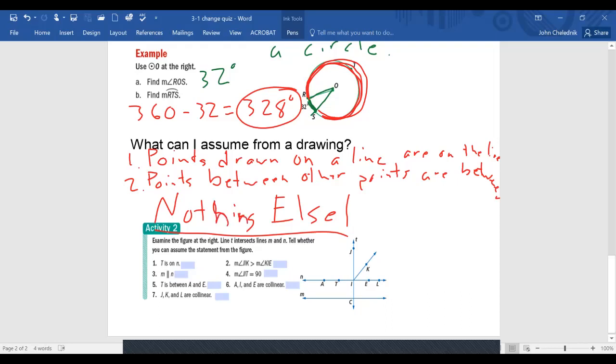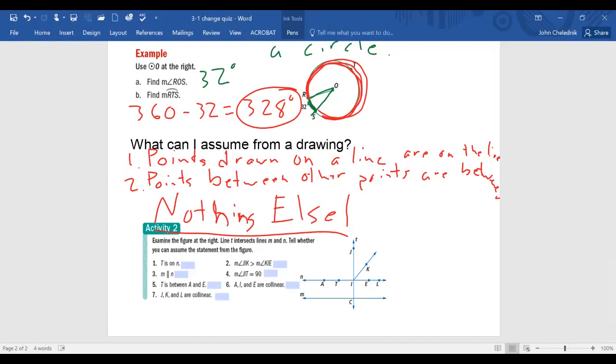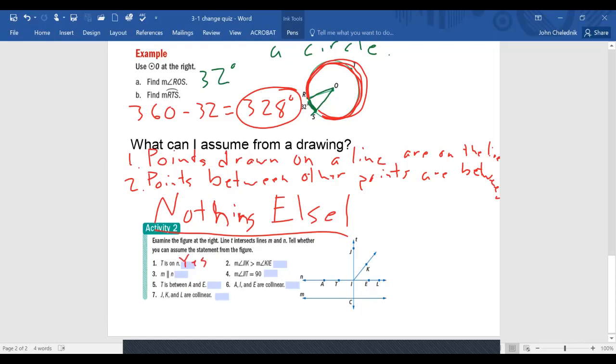So in activity 2, we're going to look at what we are actually able to assume from the figure and what we can't. So number 1, it says T is on N. Well, T appears to be on line N. Are we allowed to assume that points drawn on a line are actually on the line? Yes, because of rule number 1, this is a yes. You're allowed to assume that.